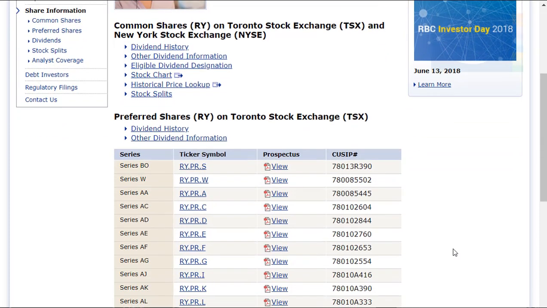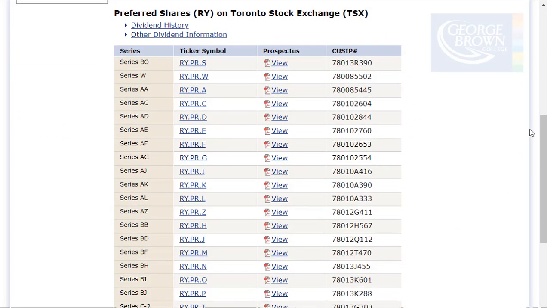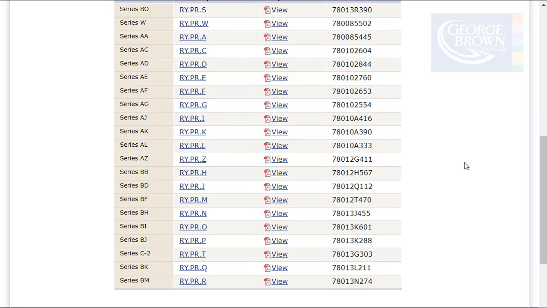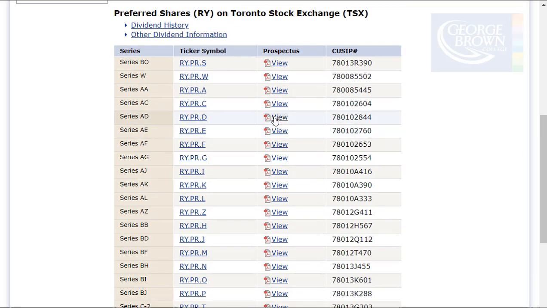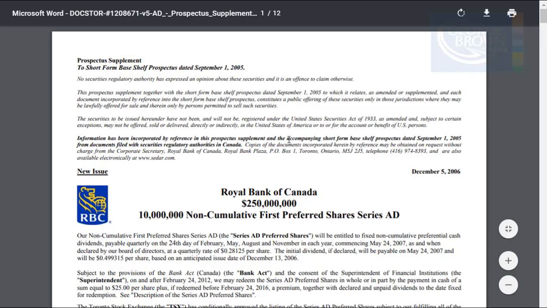But because we're talking about preferred shares, if I scroll here, you can see that Royal Bank of Canada has issued preferred shares, and they trade on the Toronto Stock Exchange. So here's all the different series, and there are the ticker symbols, and you can see there's a number of different prospectuses, okay? So if I just click on one randomly, ry.pr.d, so this is series AD, and I click on the prospectus, let's see what we find.